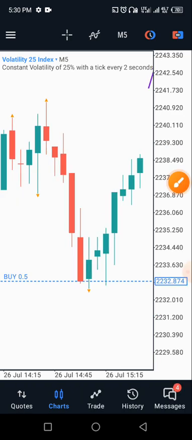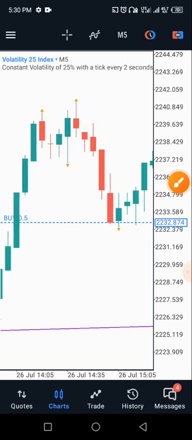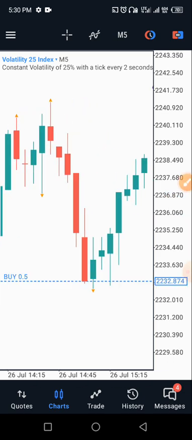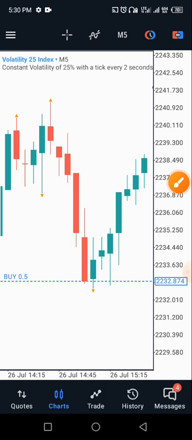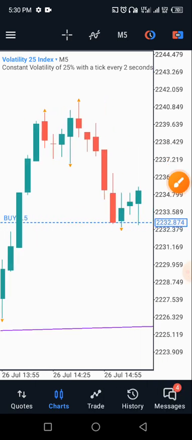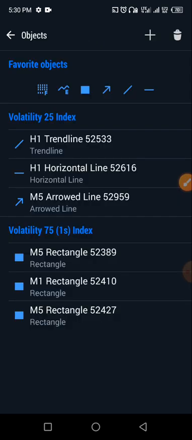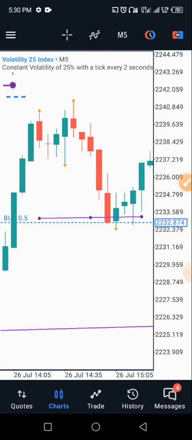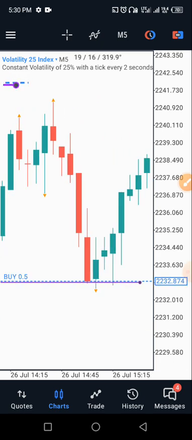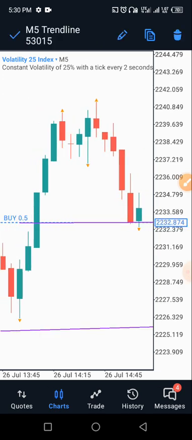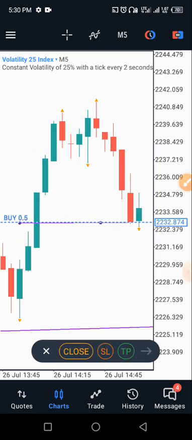Okay, so I'll just highlight this level here because you can see market movement from this particular level. So I'm just going to bring out my tool so that I can highlight that level, and then we are going to close the trade. Okay, we are going to close the trade, and then I'll show us how to make use of this strategy.